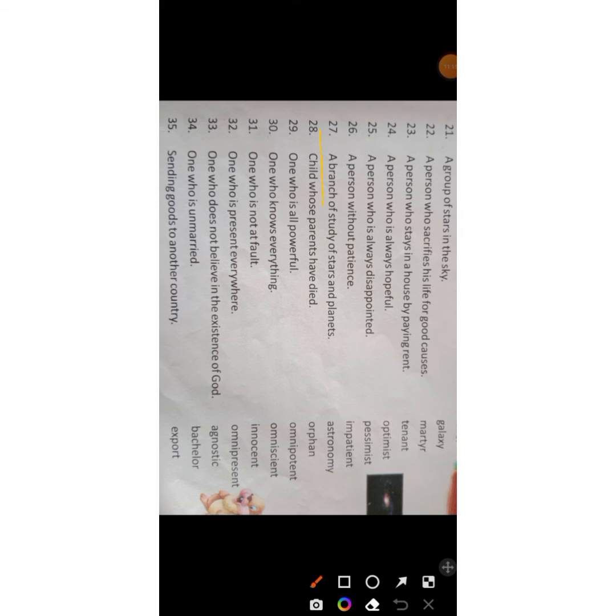And now a branch of study of stars and planets means where stars and planets are studied. That branch is known as astronomy. Child whose parents have died means the child has no parents, means they have died. That child is known as orphan. One who is all powerful means a person who is very powerful, means omnipotent, like God. One who knows everything, a person who knows everything, like God. That person or that man is known as omniscient.